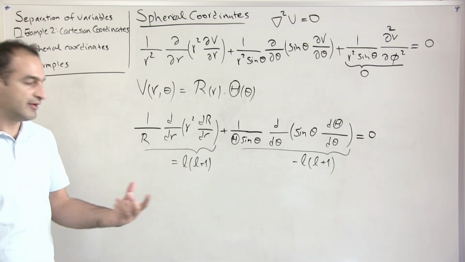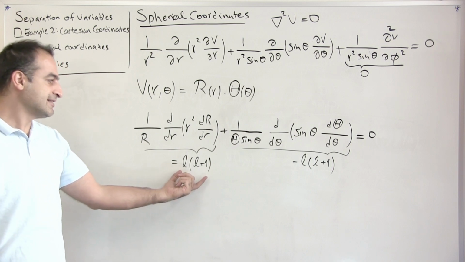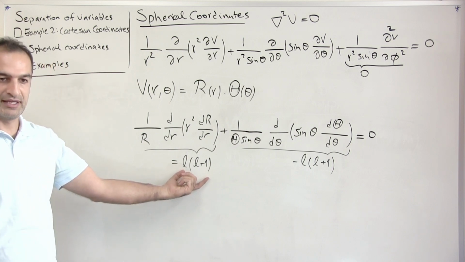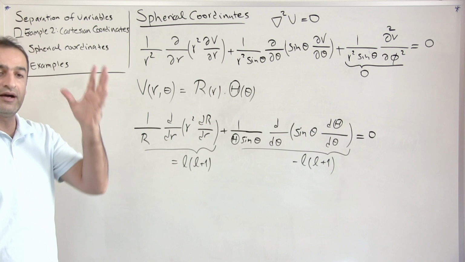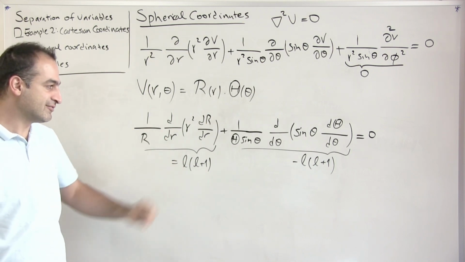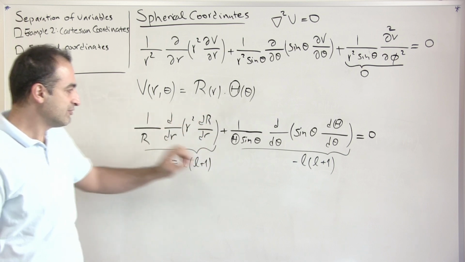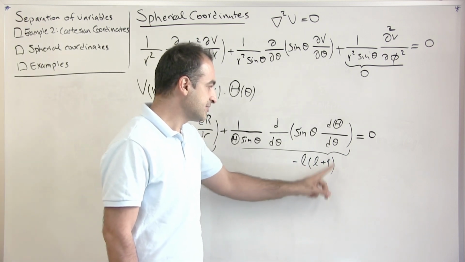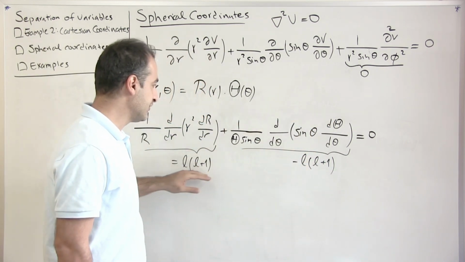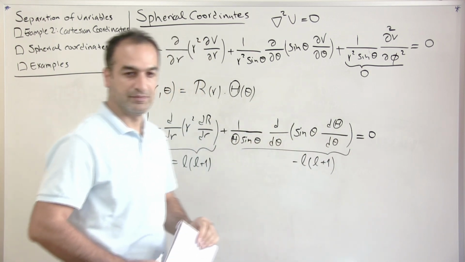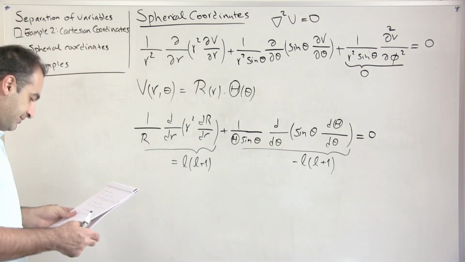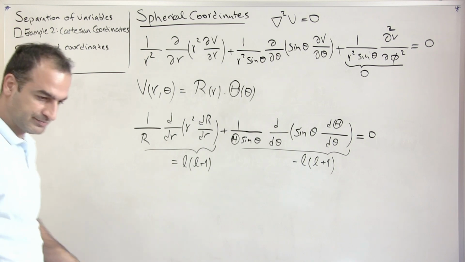For now, just imagine this is a fancy way of writing a constant, L times (L plus 1). Any number, any constant, you can write in this format. This is L times (L plus 1) for this one, and negative L times (L plus 1) for the second term. If you add them up, obviously you get 0. That way we are separating the equations.